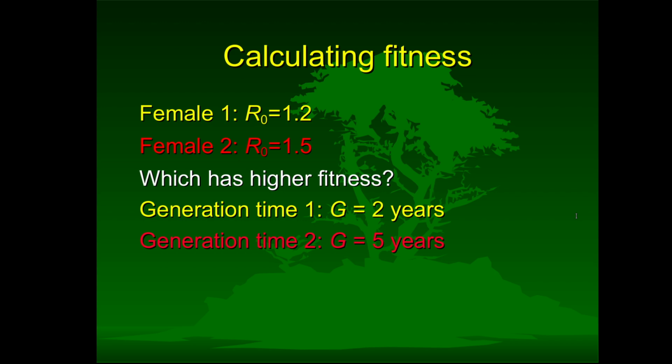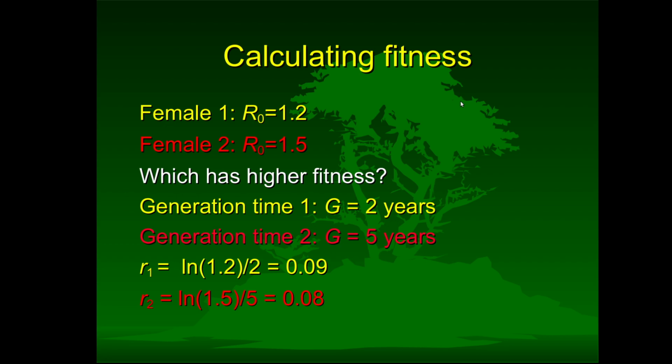So to compare fitness, we always have to convert net reproductive rate into per unit real time with the same time unit for all females whose fitness we are comparing. And by convention, this is done by calculating little r, the per capita rate of increase of the population per real time.